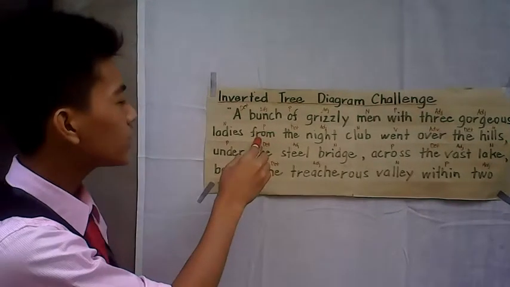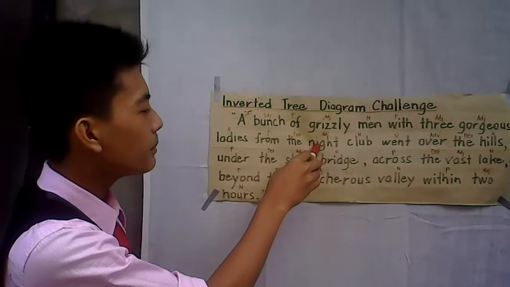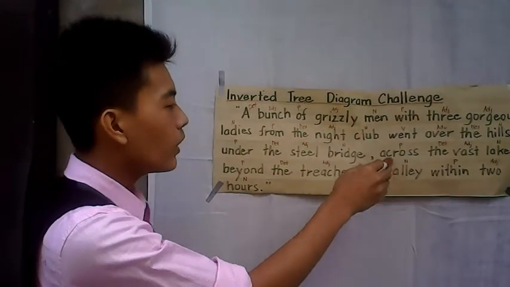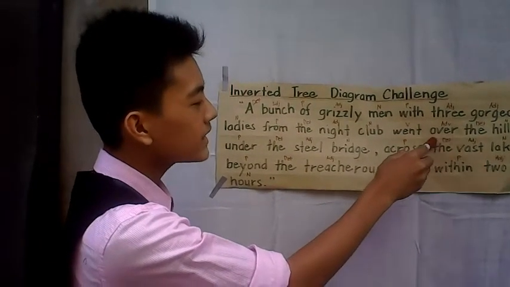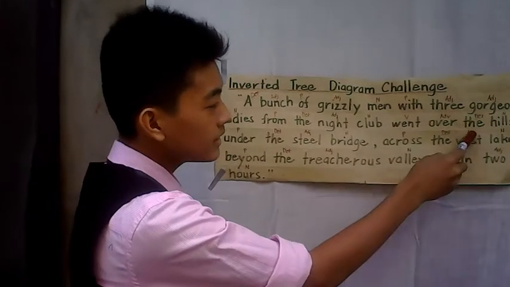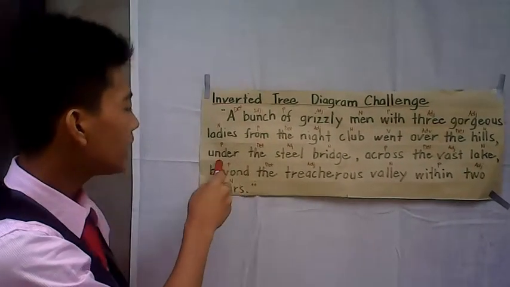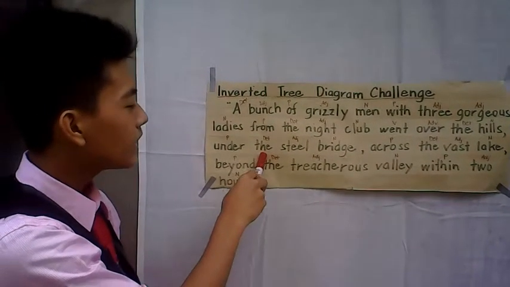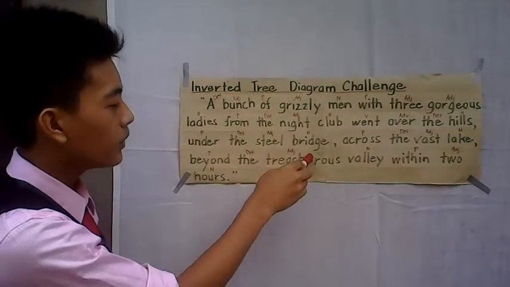From is a preposition. The is a determiner. Night is an adjective because it describes the noun club. Club is a noun. Went is a verb. Over is an adverb because it describes the verb. The is a determiner. Hills is the noun. Under is the preposition. The is the determiner. Steel is the adjective because it describes the noun bridge.